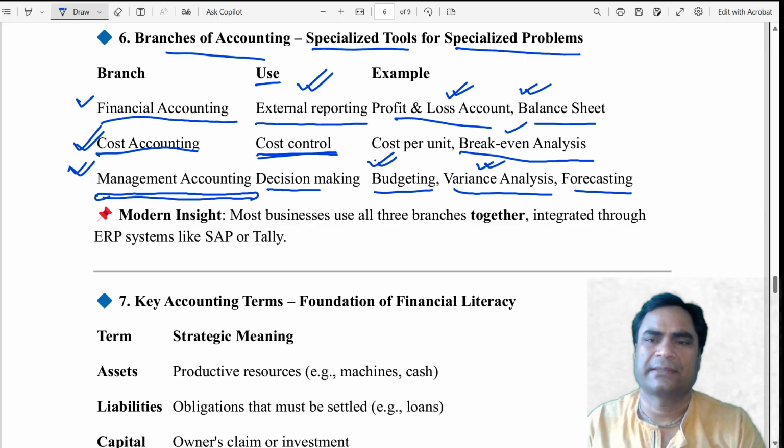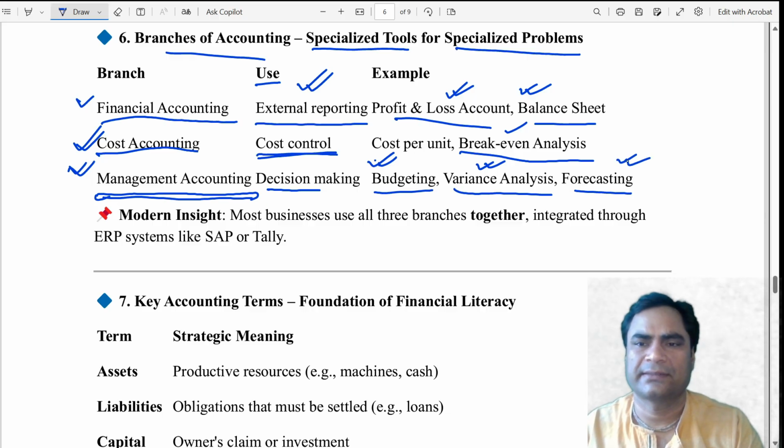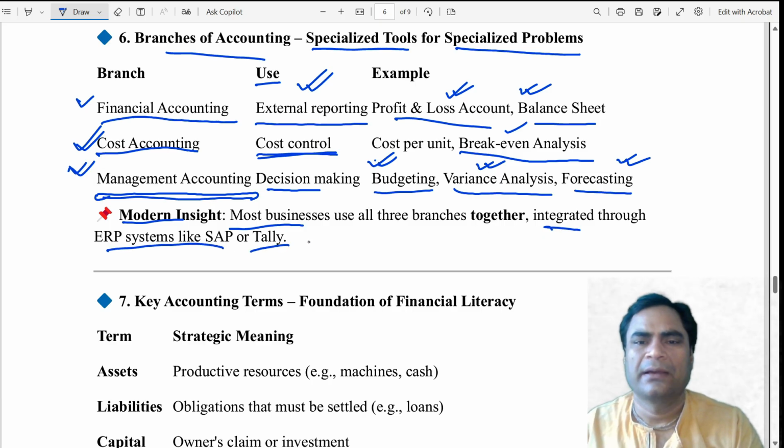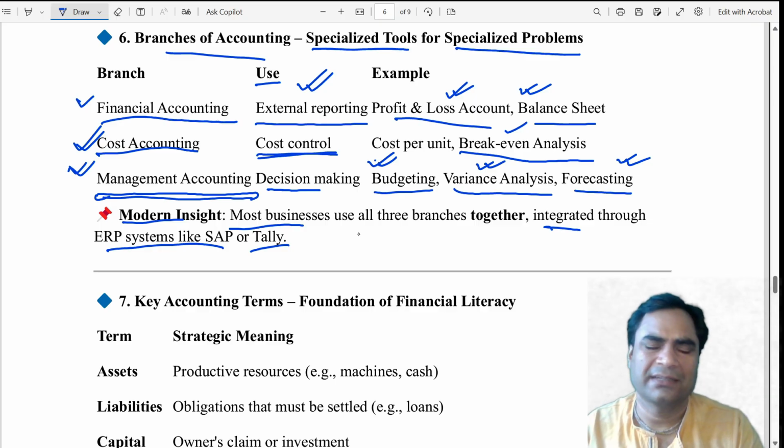Forecasting, the prediction of future occurrences, is known as forecasting. So forecasting can also be done through management accounting tools, right? So the insight is that most businesses use all three branches together, integrated through ERP systems like SAP or Tally. Today, you know that accounting is done on computers. Computerized accounting is the era of the day. So whether we use Tally or any other accounting software, SAP, ERP systems, they use basically all three branches: financial accounting, cost accounting, management accounting.